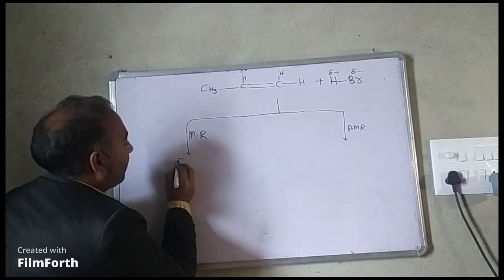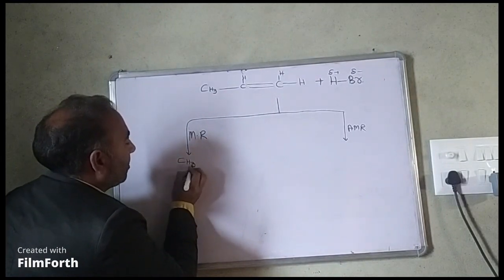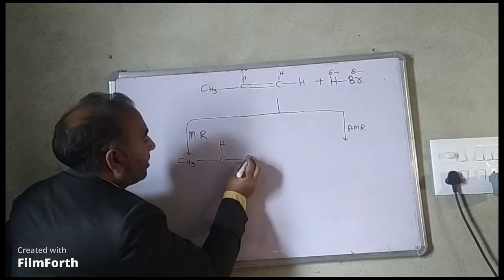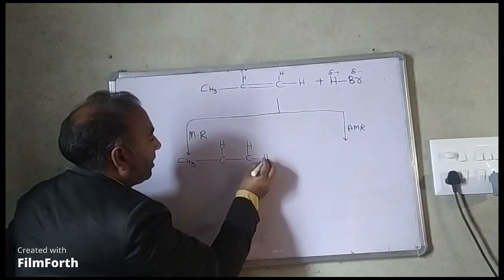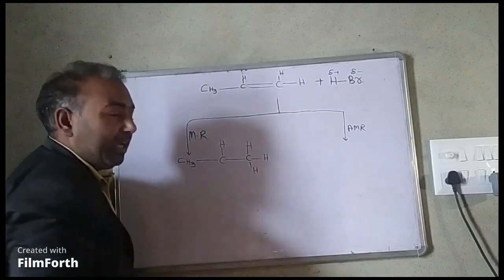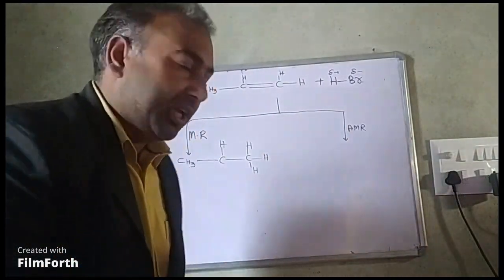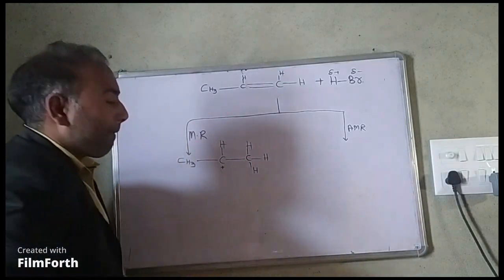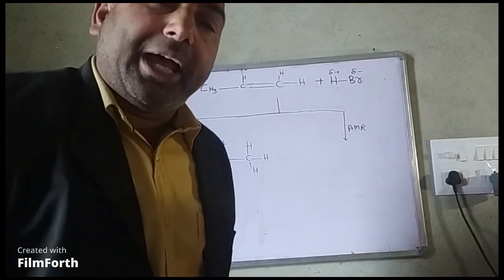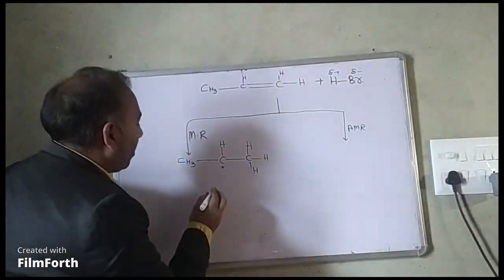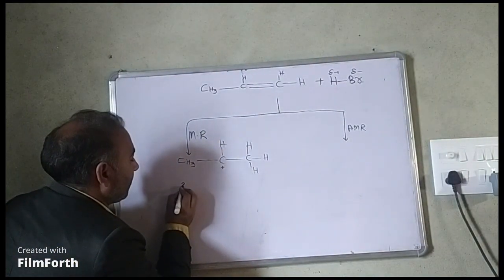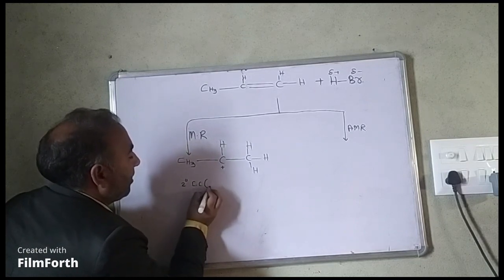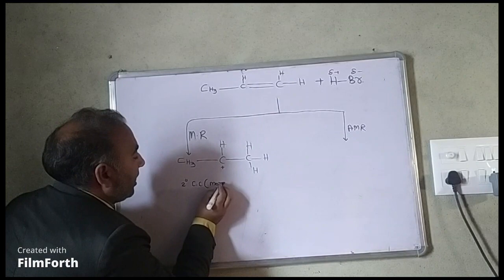So we will get CH3CHCH3. It was initially CH2, it became CH3. Now this carbon attains positive charge. It becomes a carbocation, but a 2-degree carbocation, which is more stable.